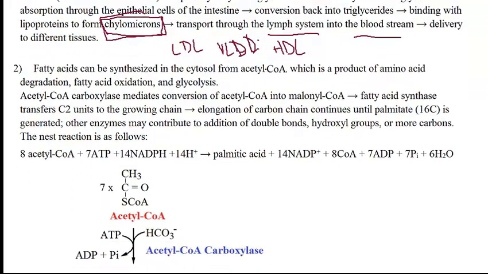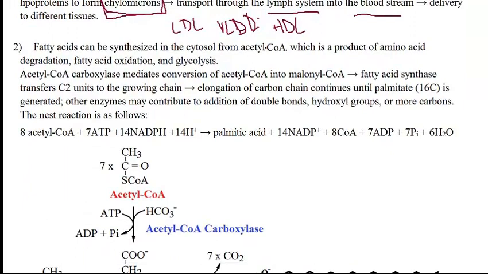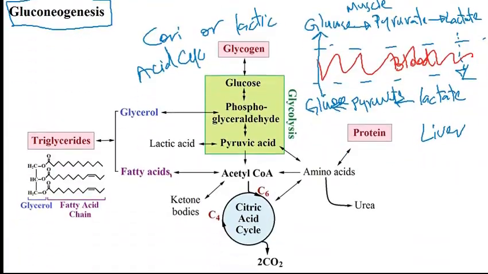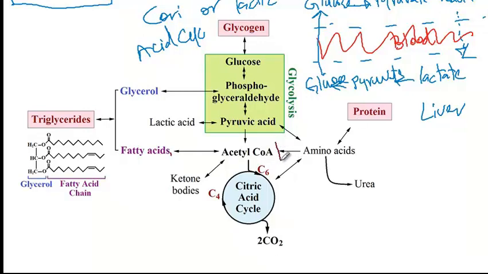The second way is creating our own fatty acids. Fatty acids can be synthesized in the cytosol from acetyl coenzyme A, which is a product of amino acid degradation, fatty acid oxidation, or glycolysis. So here let me show you what I mean. Acetyl coenzyme A can be converted back to fatty acids. And what I was saying is that acetyl coenzyme A can be a product of fatty acids, of pyruvic acid from glycolysis, or of amino acids.